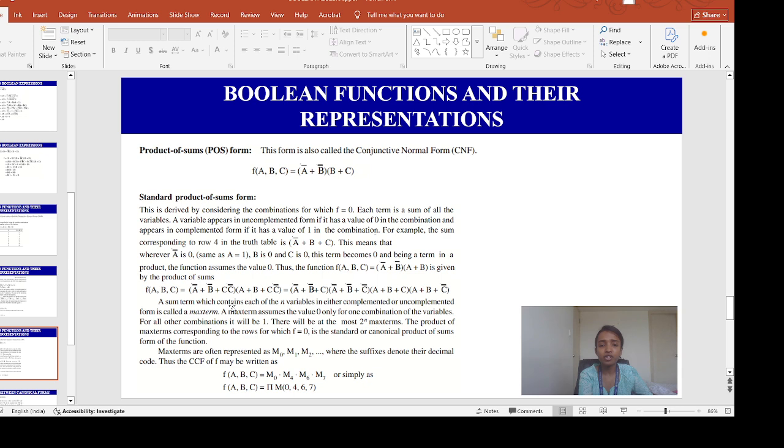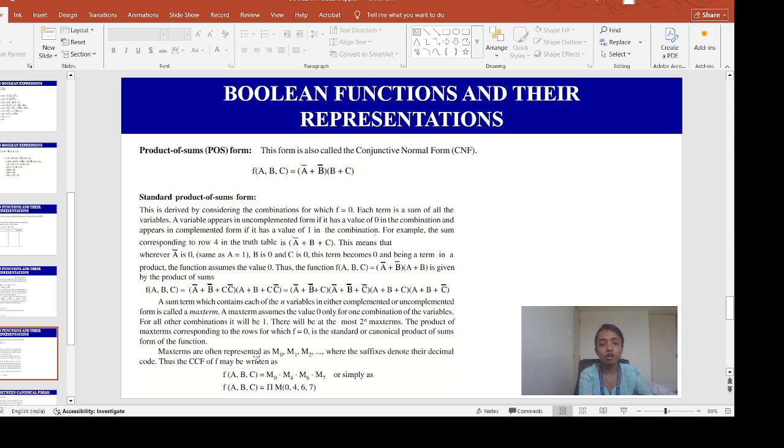The sum term which contains each of the n variables in either complemented or uncomplemented form is called the max term. Okay, the max term assumes the value 0 only for one combination of the variables. For all other combinations, it will be 1. They are just completely opposite to your min term or sum of product form. There will be at most 2 to the power n max terms. The product of max terms corresponding to the rows for which f equals 0 is the standard or canonical product of sums form of the function.